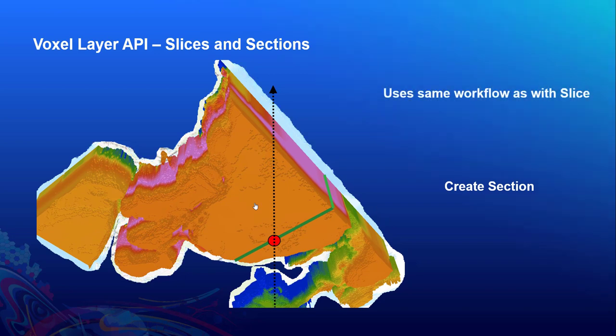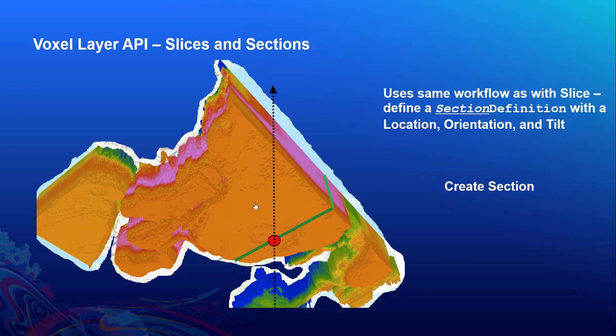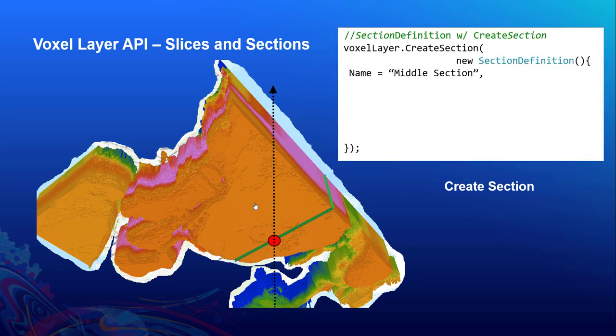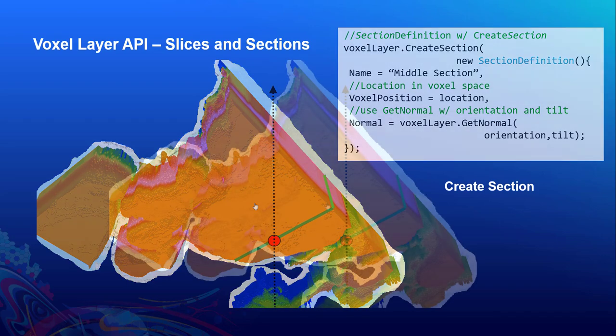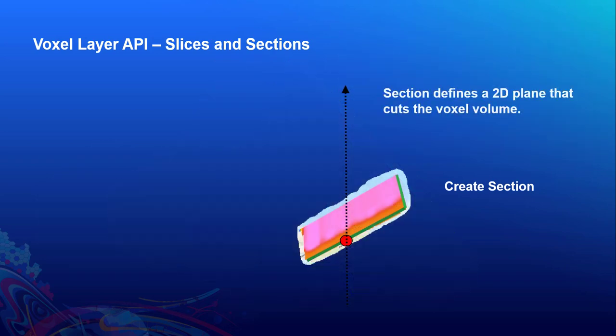Create section follows the same process as with slices. Define a section definition using a location, orientation, and tilt. Provide the section definition as the argument to create section. Define the section definition with the voxel position and the normal, same as with a slice. The resulting section will define a two-dimensional plane that cuts the voxel volume.